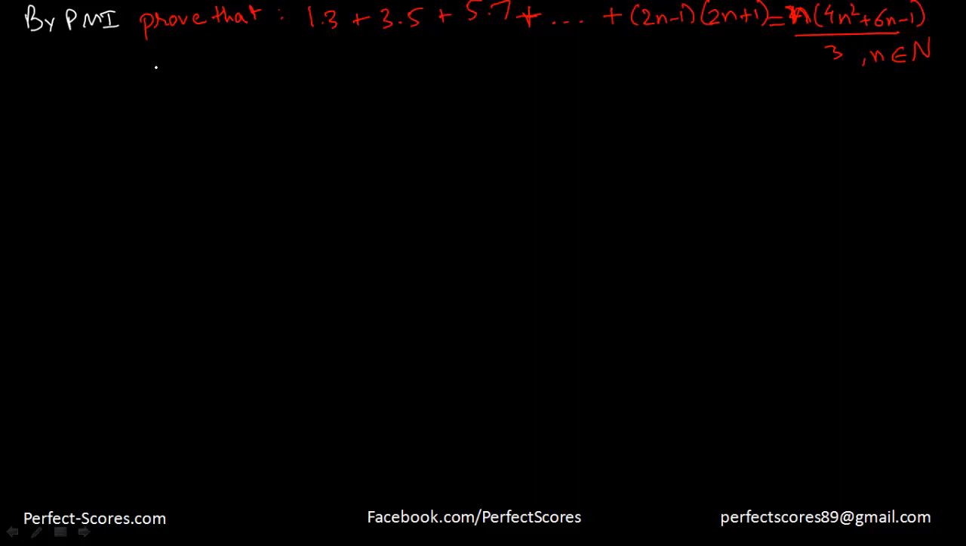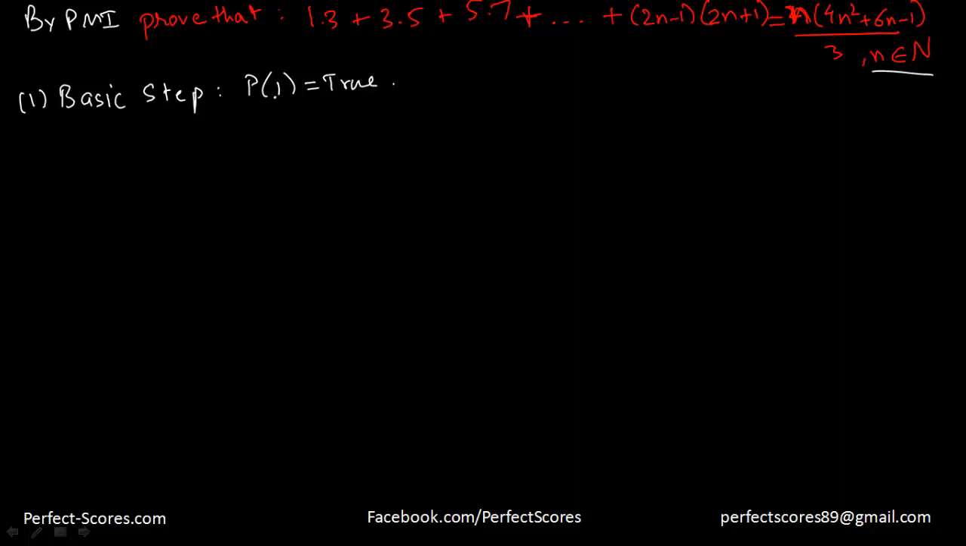So the question says that by the principle of mathematical induction, prove that 1 into 3 plus 3 times 5 plus 5 times 7 all the way till 2n minus 1 and 2n plus 1 is equal to n into 4n square plus 6n minus 1 by 3, where n belongs to natural numbers. So what I'm going to do is the same old story. I'm going to start with the basic step first. So basic step is asking me to make sure that the p of 1 is true.